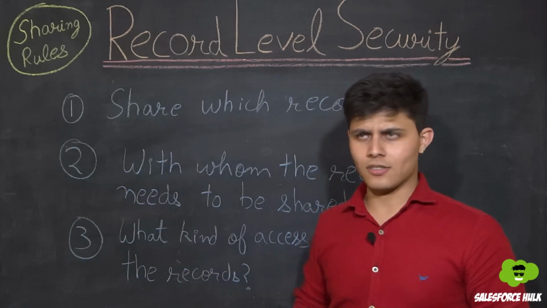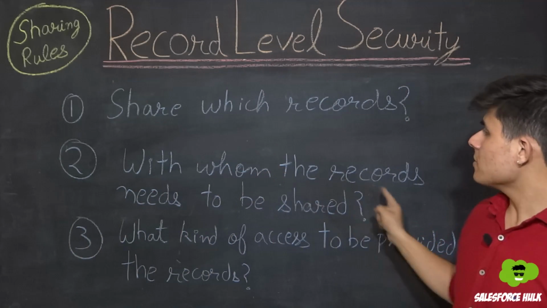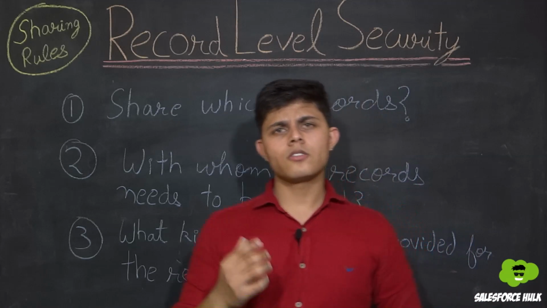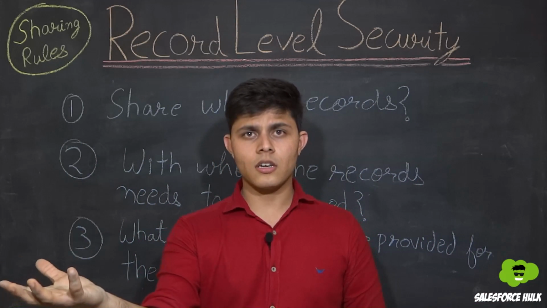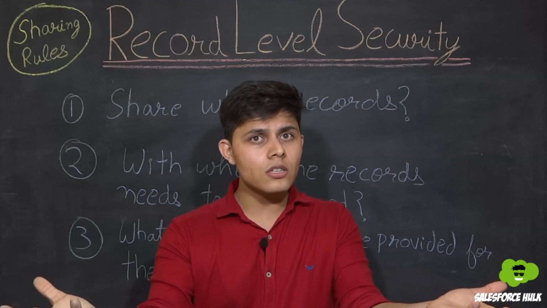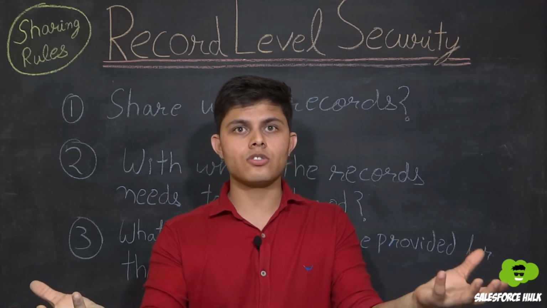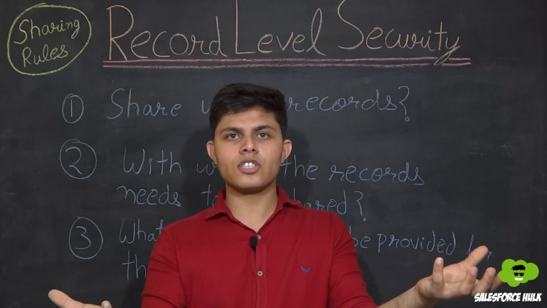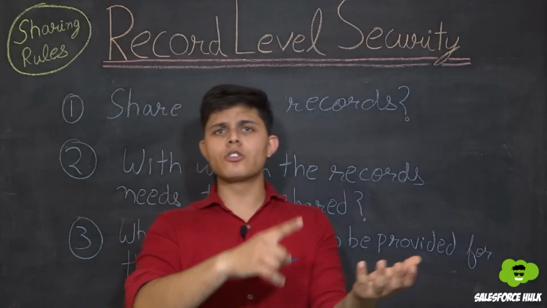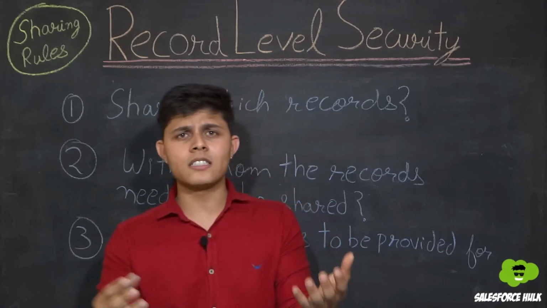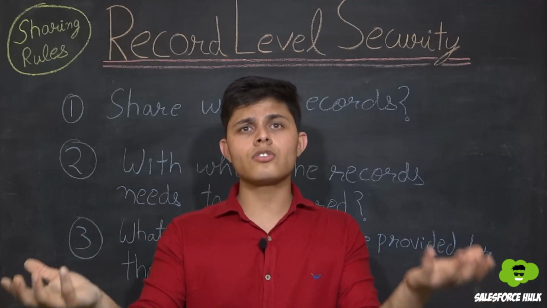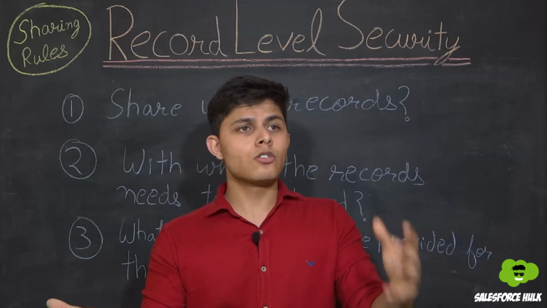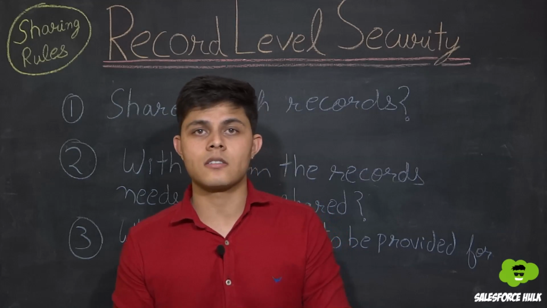Then comes the second question, which is with whom the records need to be shared. You have identified which records need to be shared. Now with whom do you want to share those records? There should be users or groups of users with whom you want to share the records. They can be public groups, or roles and subordinates. So you need to identify those people to whom you want to give that particular access.